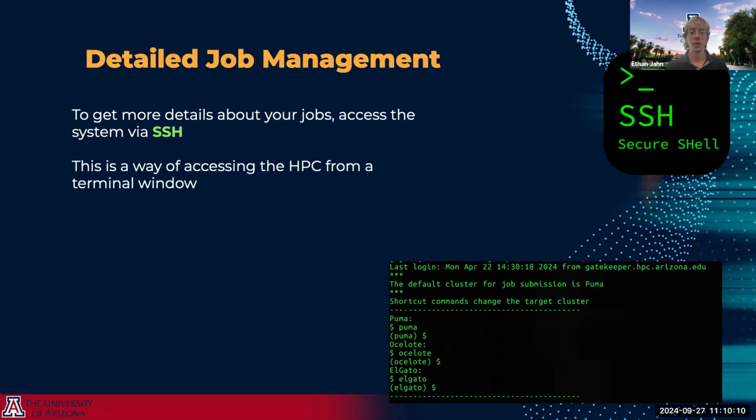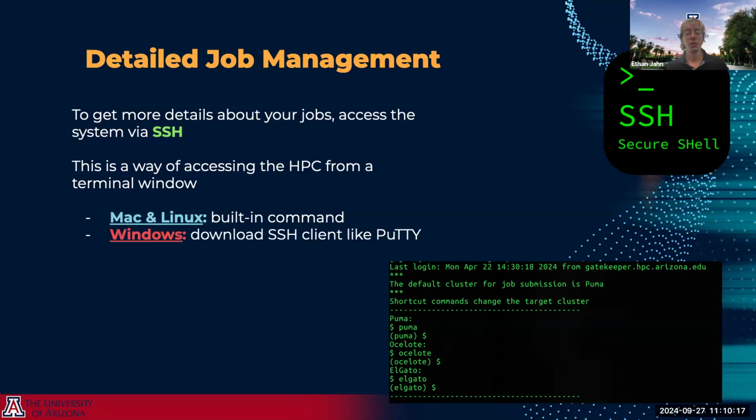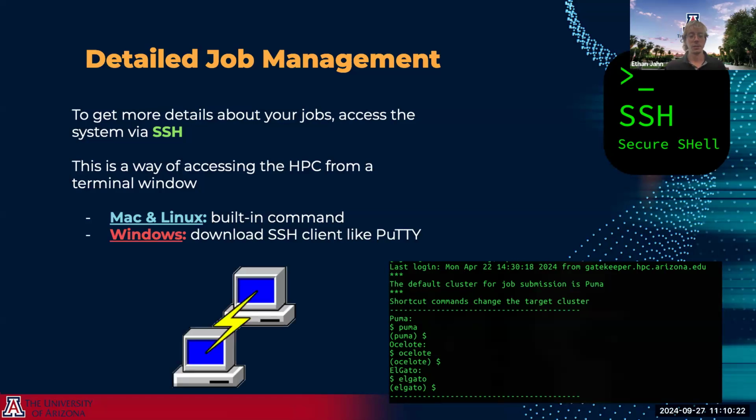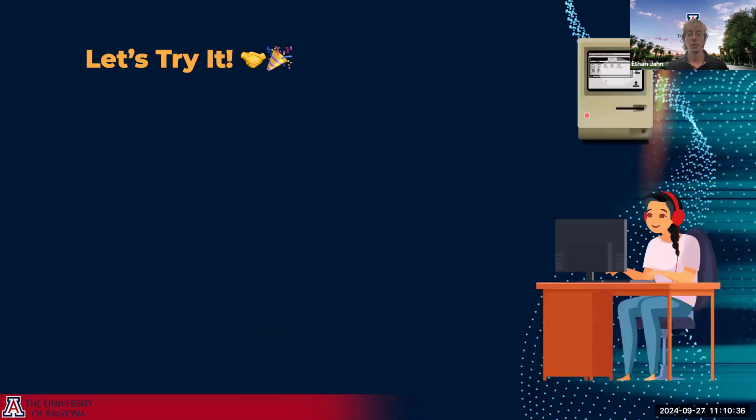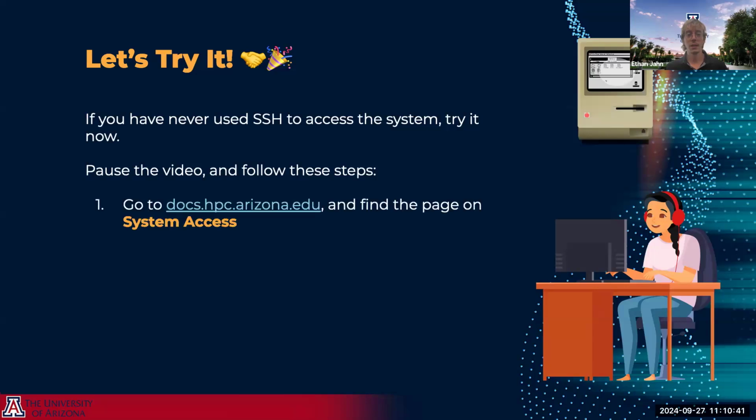SSH is a way of accessing the HPC from a terminal window. On Mac and Linux, this is a built-in command. On Windows, you can use an SSH client like PuTTY. That's the logo for PuTTY there. Depending on what type of computer you're using as your personal computer, the exact way to SSH differs. If that is something you'd like more detail on, check out our system access workshop. So let's try it. If you've never used SSH to access the system, it's not a bad idea to try it now.